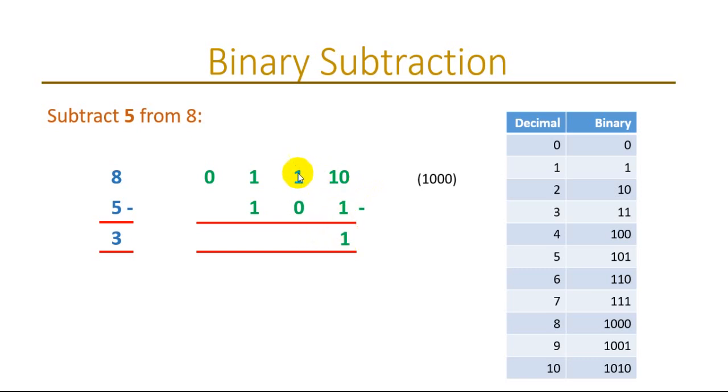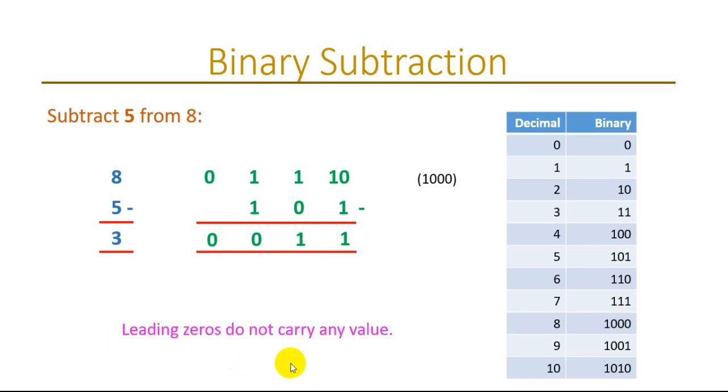Then we have 1 here because we borrowed and it was 2 at a time. Then from there we borrowed to this. So therefore now we have 1 here. So 1 minus 0 is 1. Then 1 minus 1 is 0. And then 0 minus 0, 0. Okay, so this is the subtracted value.